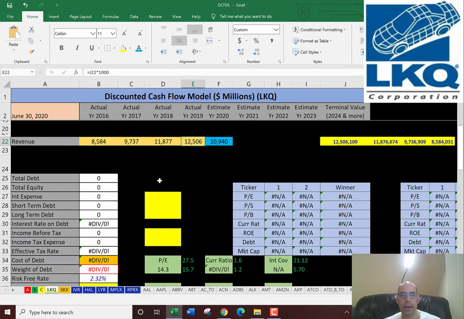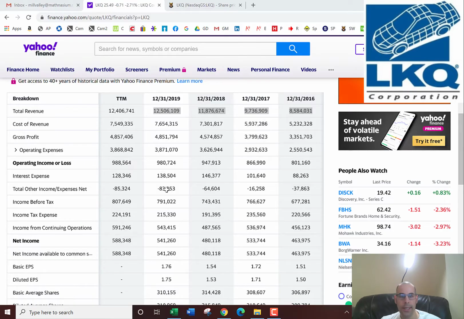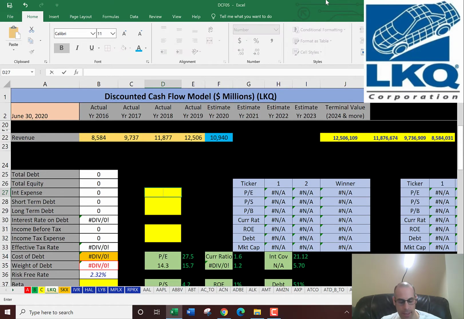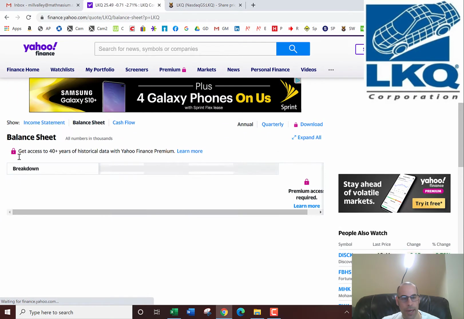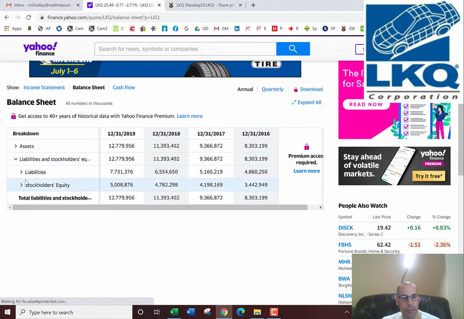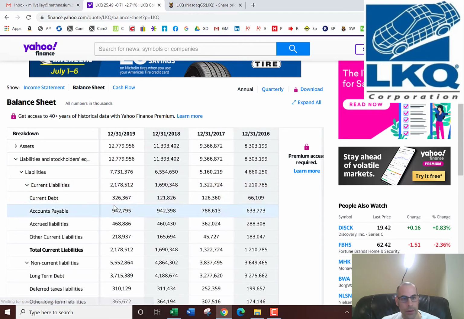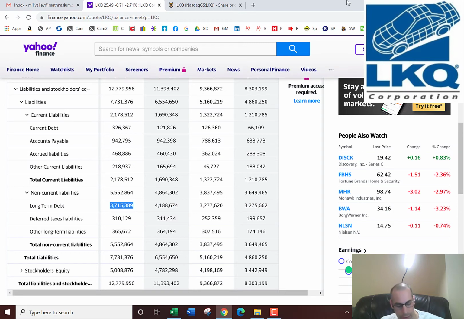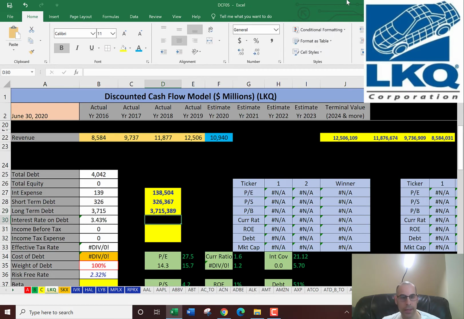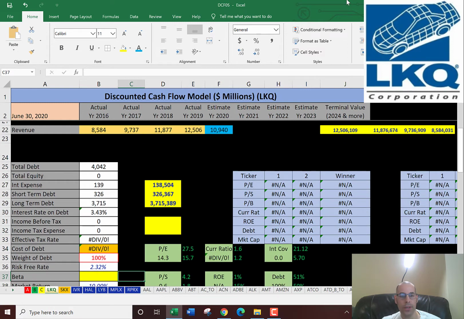Now let's look at the capital structure of the business so we can figure out what discount rate we need to apply to the future cash flows. So in the income statement, it says they pay $138 million in interest expense. That's the interest they pay on their debt. And now let's go to the balance sheet to find out how much debt they have. We'll go to the liabilities section. And then under current liabilities, current debt. That's debt due within 1 year, and that's $326 million. Non-current debt shows the long-term debt. Debt due after 1 year, that's $3.7 billion. So they pay 3.4% interest on their debt.